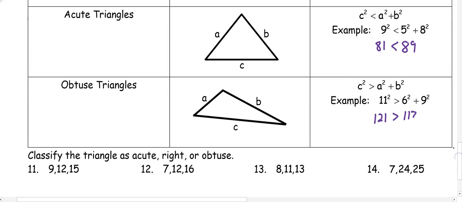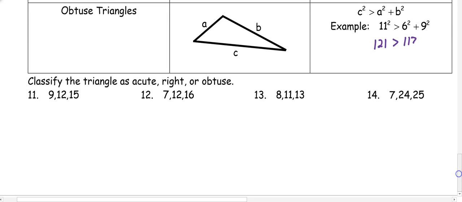An acute triangle means that the legs squared are going to be greater. So in this case, 9 squared is 81, but when we squared and added the legs together, we got 89, which was the larger number, which means we had a less than sign. So anytime it's a less than sign, it's acute. And anytime it's a greater than sign in the middle, it's obtuse. So let's practice with a couple of triangles.